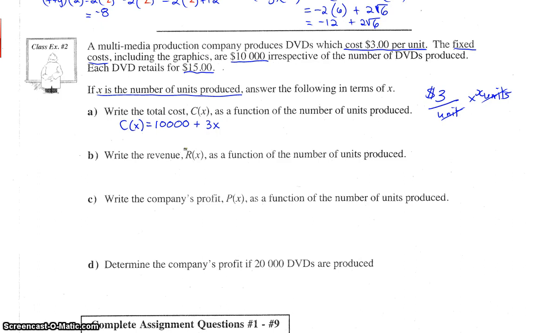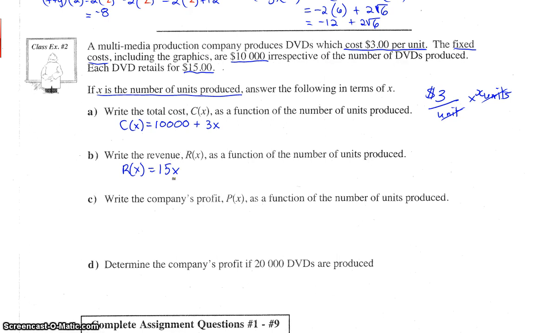Okay, let's write the revenue function, R of X. Revenue is the amount of money that you make, okay, or how much you sell it for. So R of X, revenue. Okay, well, they mentioned in there that they retail for $15 each. So if we sell X number of DVDs, we should make $15 times X. Sell 10 of them, we make 15 times 10, or $150. So it's going to be 15X, okay? And that would be our revenue function, how much money we're going to make when we sell them.